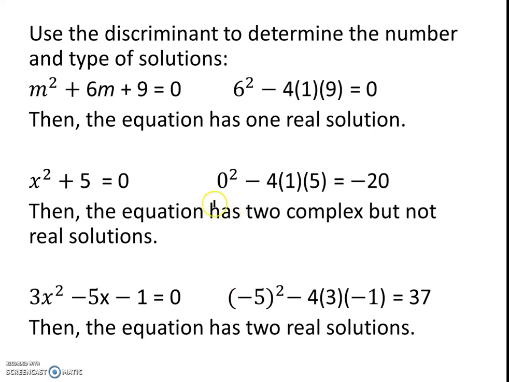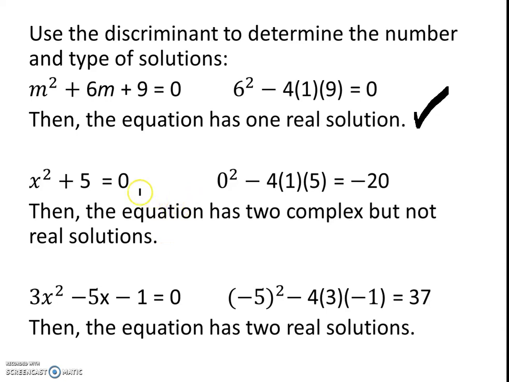Continuing on, we're going to use the discriminant. Our first example is m squared plus 6m plus 9 equals 0. Then we have 6 squared minus 4 times 1 times 9, and that does equal 0. Then the equation has 1 real solution.